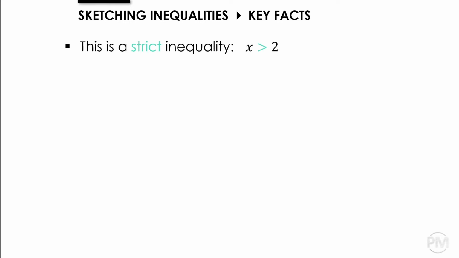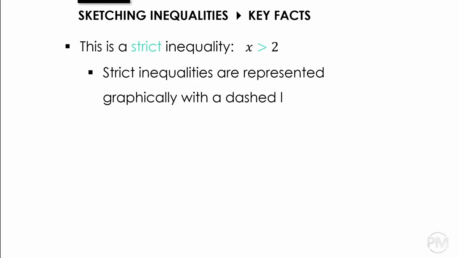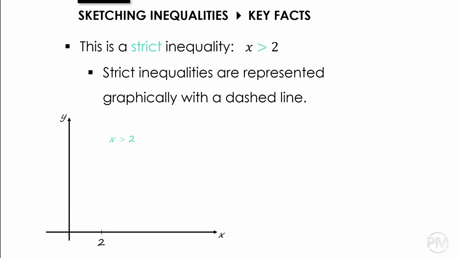X is greater than 2 is a strict inequality. We call it strict because x cannot equal 2. It means x is strictly bigger than 2. And if we want to draw a strict inequality graphically, we would represent it with a dashed line. So on our set of axes, we mark x equals 2, we draw a vertical line that's dotted, and I'm going to shade the side that I don't want.